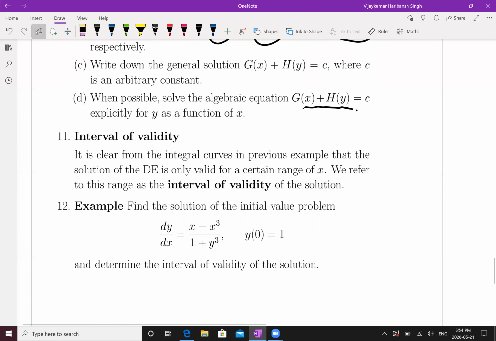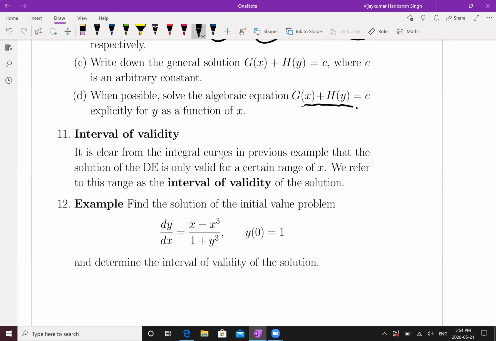Now, it was clear from the integral curves in the previous example that the solution of the differential equation is only valid for some values of x. So only for some values of x is the curve valid, right? Such an interval for x is called the interval of validity of a solution. So let's try to find the interval of validity for the following solution.